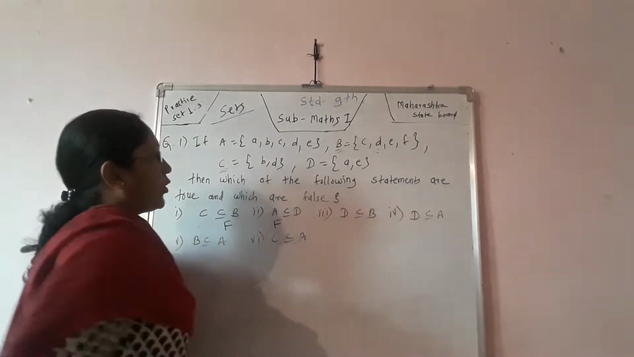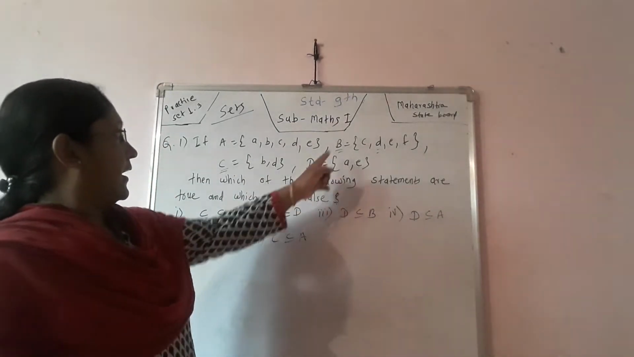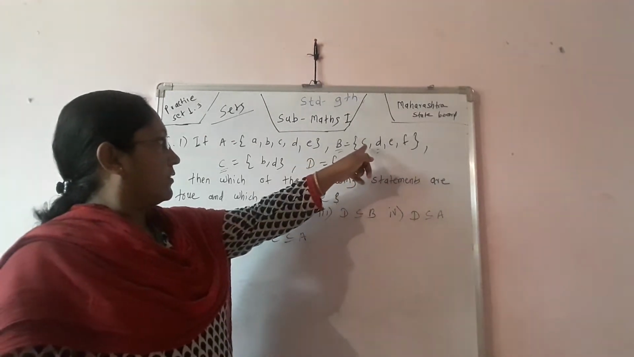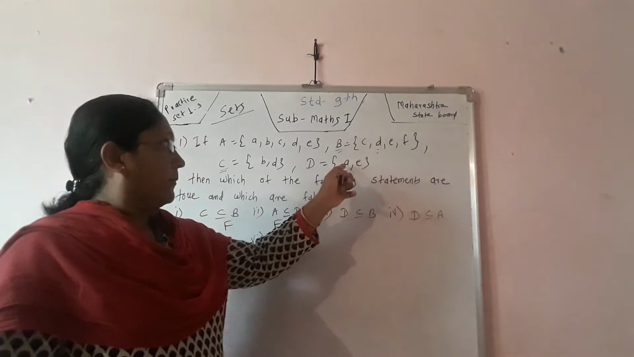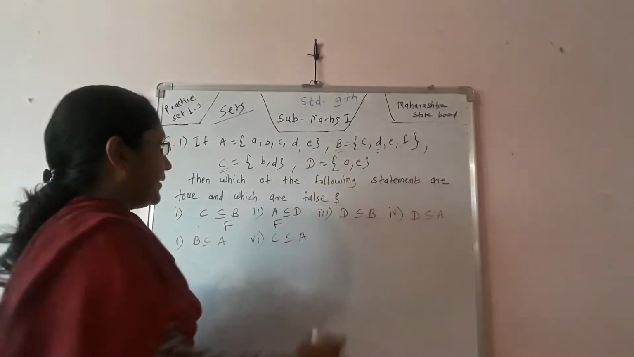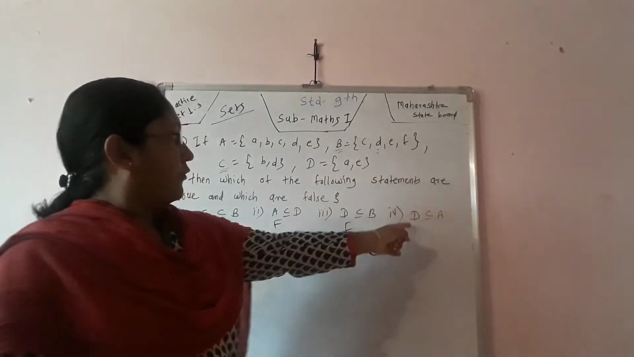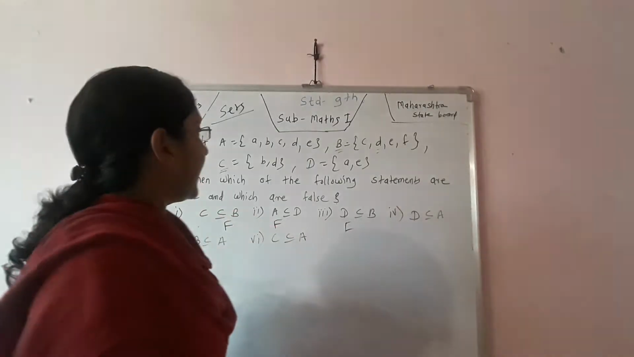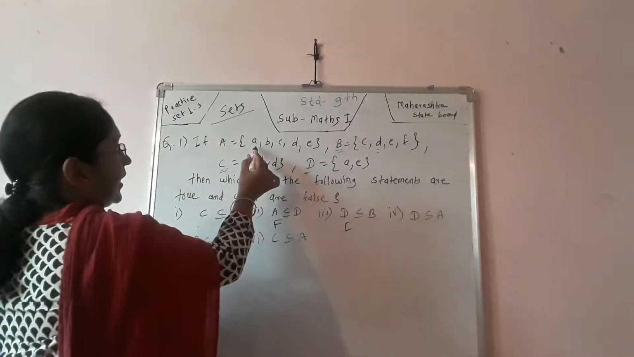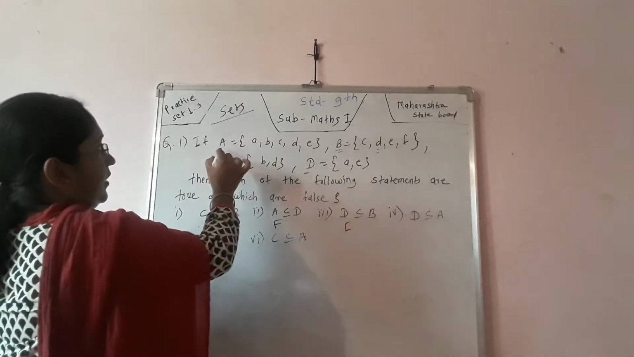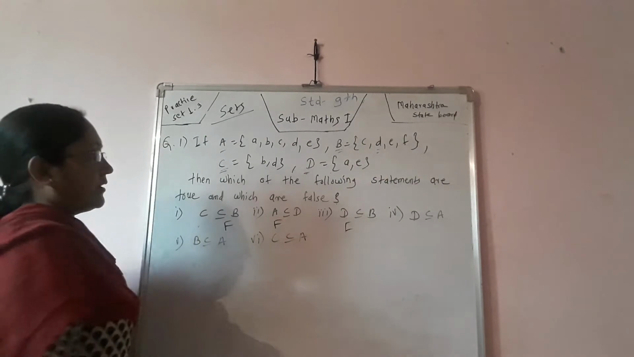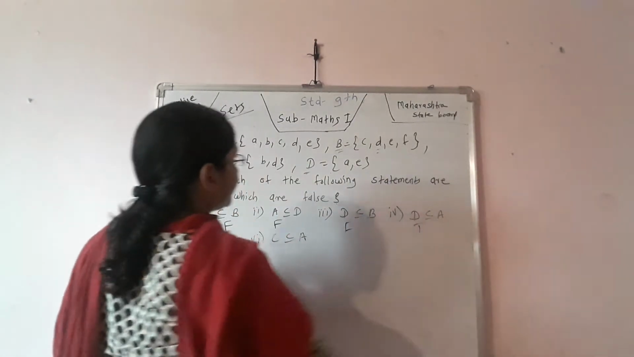Then D is a subset of B. D has A and E, and B has C, D, E, F. But here also A is not present in B, so it is also false. Then the fourth one, D is a subset of A. D contains A, E and A contains A, B, C, D, E. All the elements of D are in set A, so it is true.